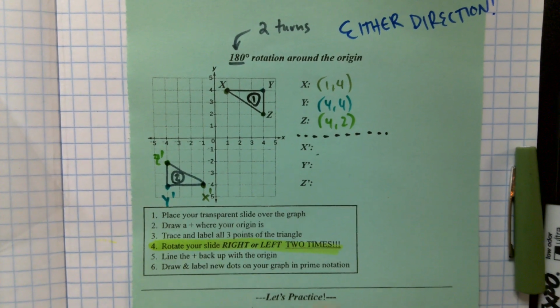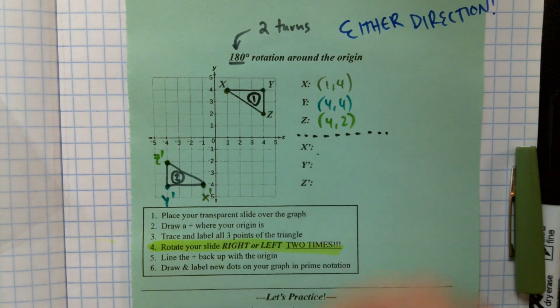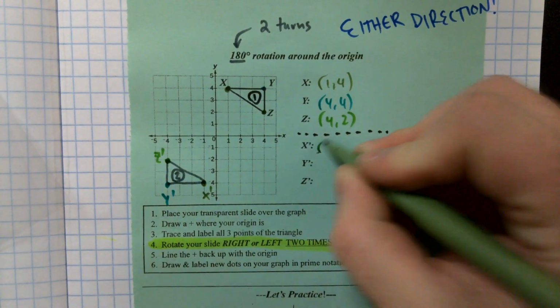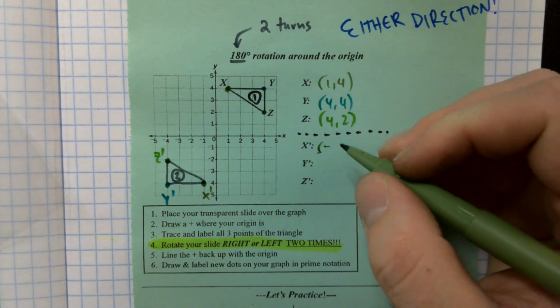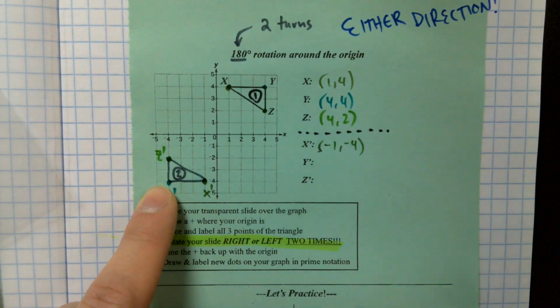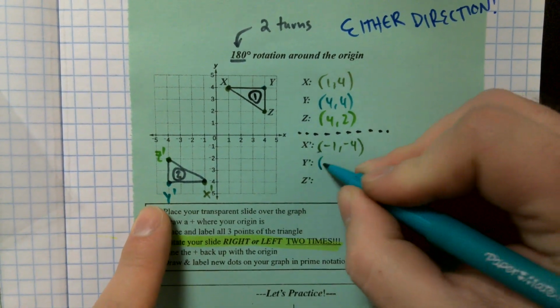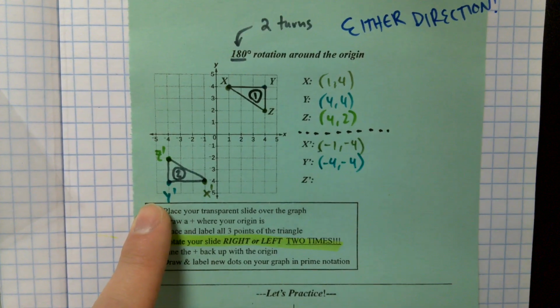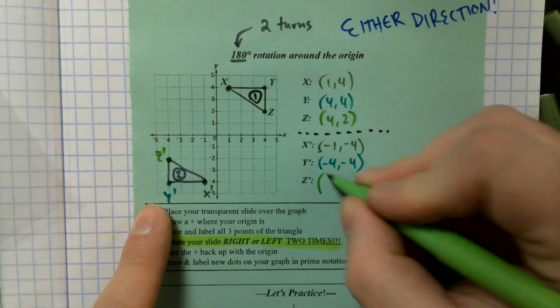Now let's do the coordinates. What are my X prime coordinates? -1, -4. What's Y though? -4, -4. Perfect. And Z prime? -4, -2. Perfect.